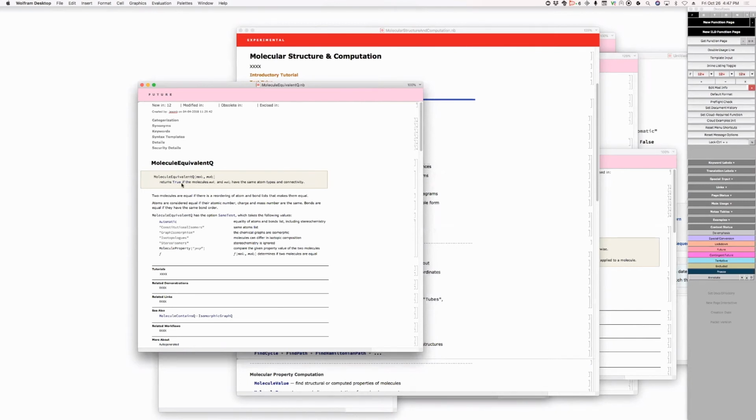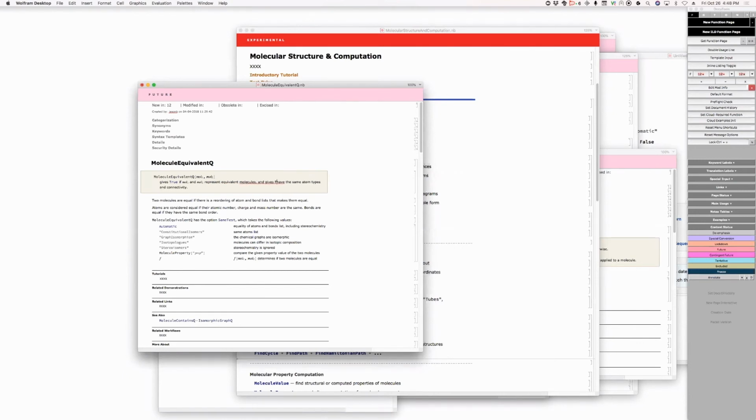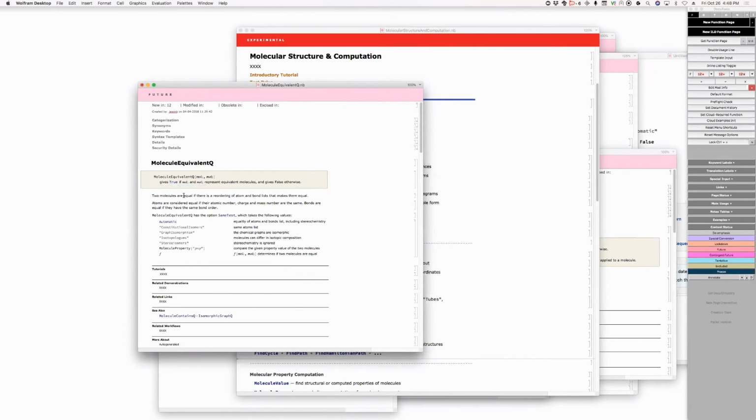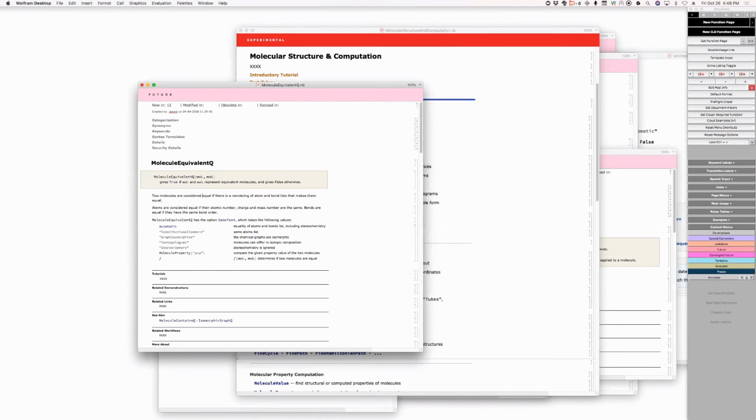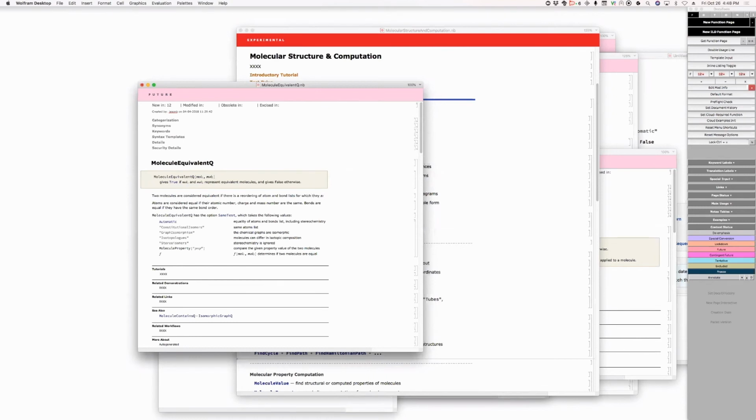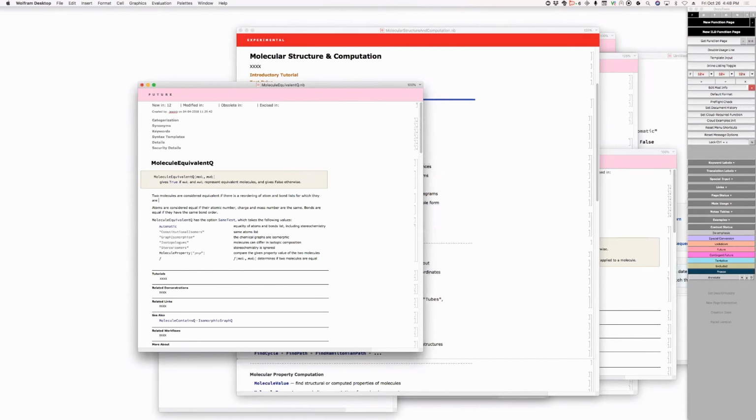You've got to say, are the same, represent equivalent molecules. It's a reordering of atom and bond lists that makes them the same, for which they are the same. Reordering, I don't know, to make them the same.